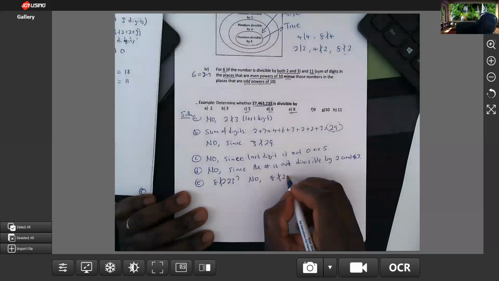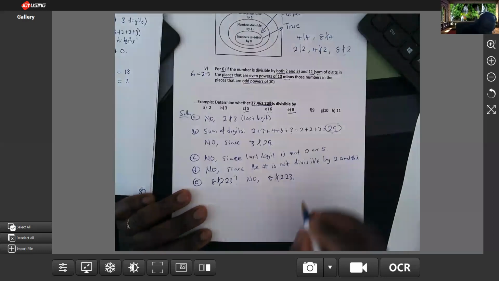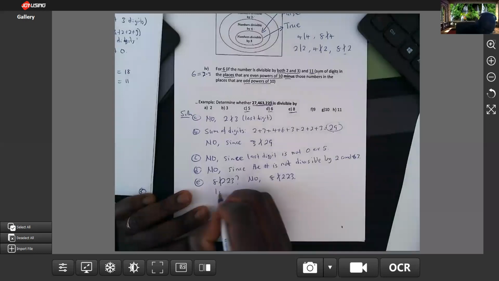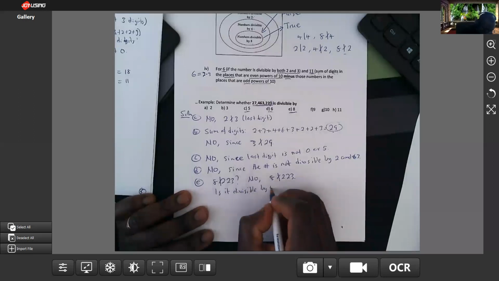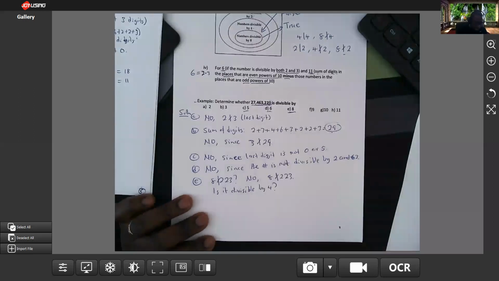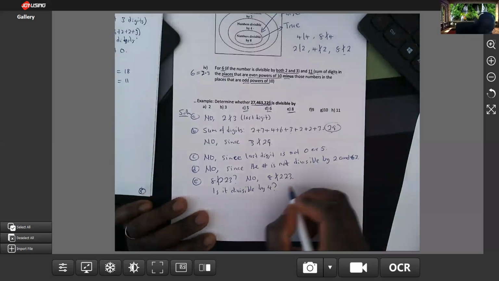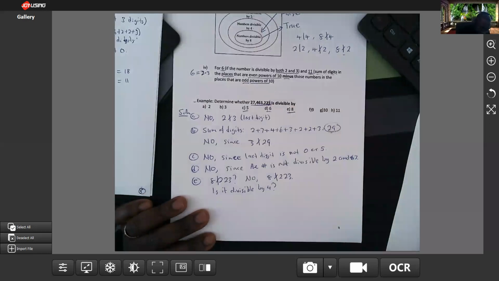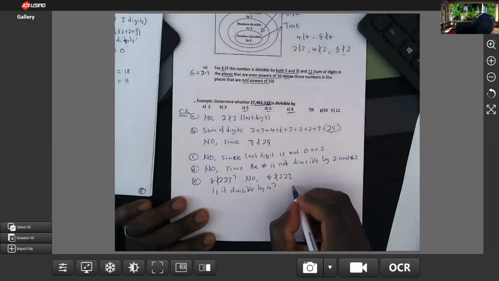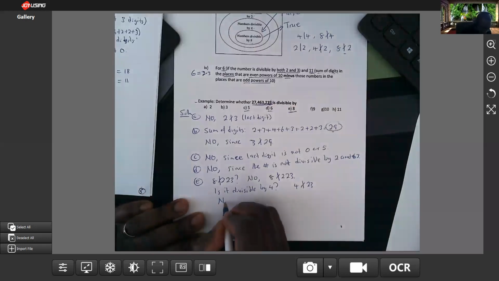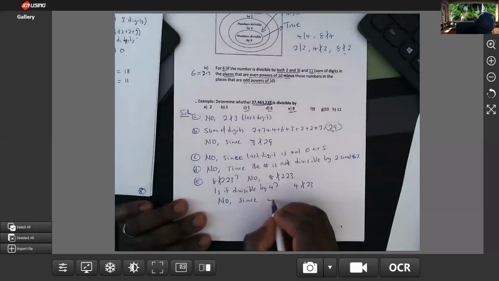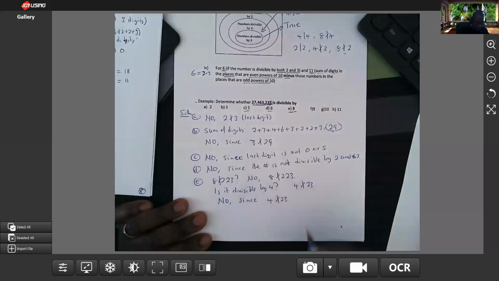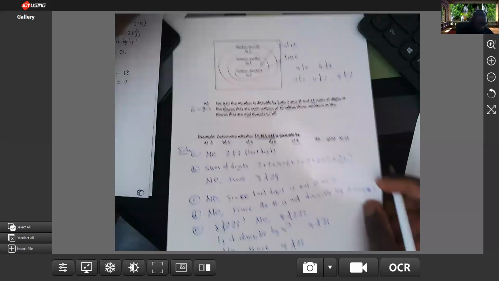What about 4? Is it divisible by 4? I didn't put it there, but I can include it here. For 4, you look at the last 2 digits. In this case, it will be 23. So does 4 divide 23? No. So we can say that the number is not divisible by 4, since 4 does not divide the last 2 digits, which is 23. All right.